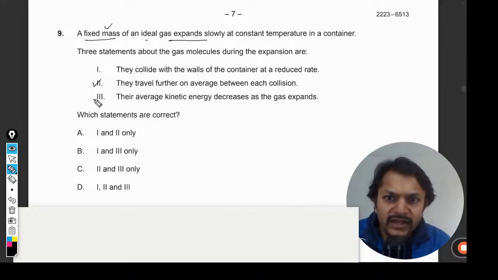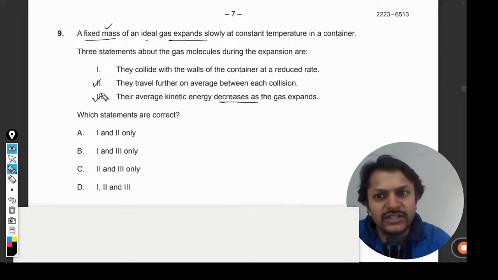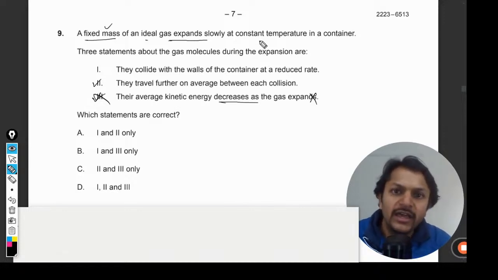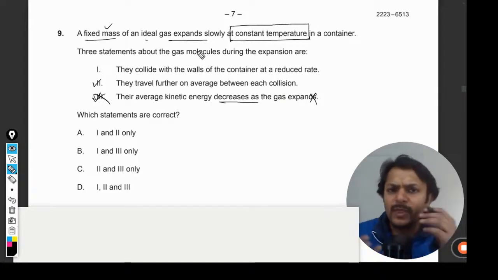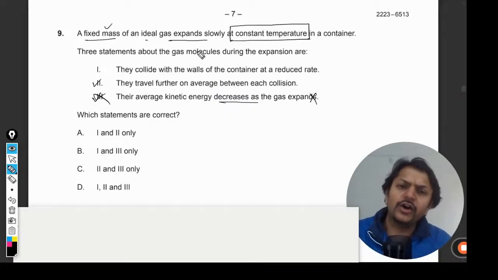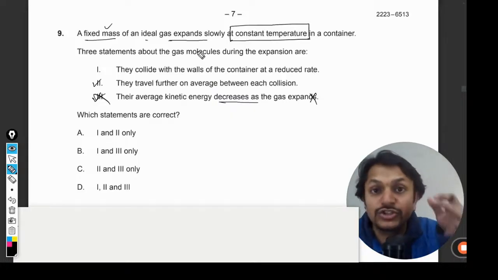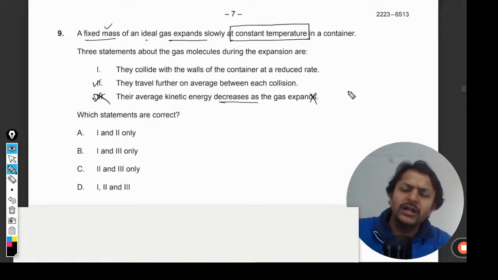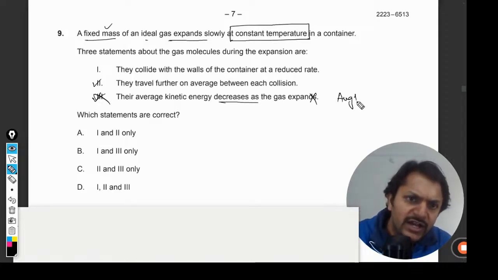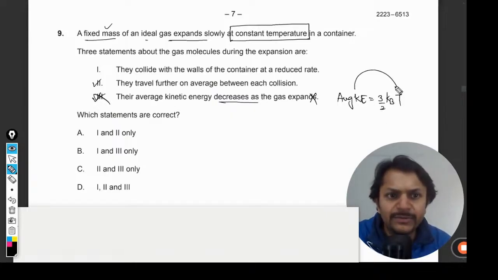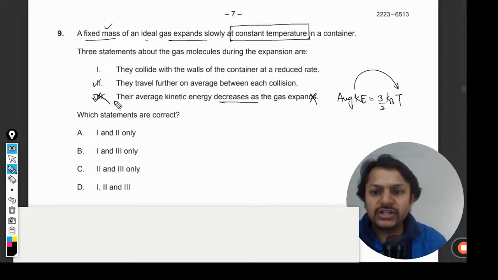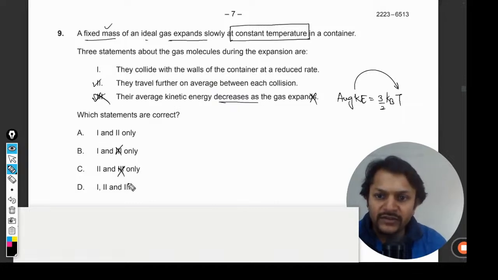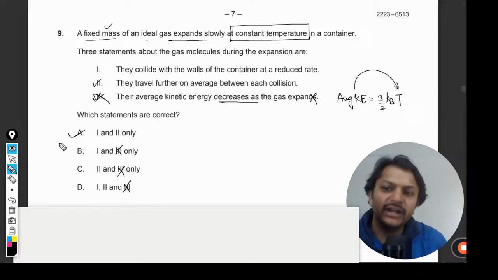Now their average kinetic energy decreases, so this is wrong. 3 is wrong. Why? Because it is a constant temperature process, isothermal. There is no change in the internal energy, or I can say because the temperature is constant, there is no change in the kinetic energy. Because from our topic, we know that the average kinetic energy has a formula which is 3 by 2 kBT. So kinetic energy is dependent only on temperature. So if the temperature is not changing, kinetic energy cannot change. So 3 is wrong, clearly the answer will be A. But let us go for the first also.